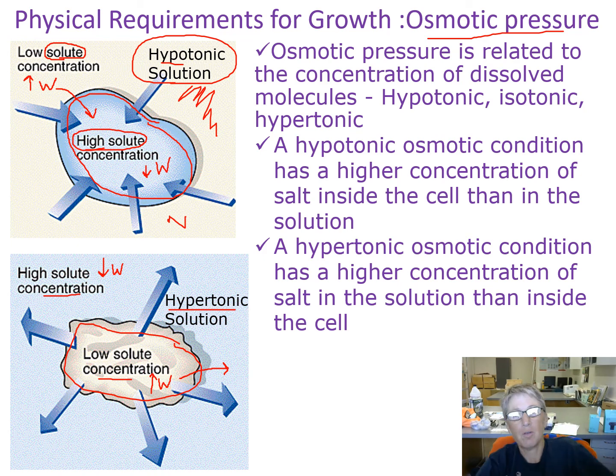So then here are some definitions. A hypotonic solution, that's the first one we talked about, is a condition with a higher concentration of salt inside the cell versus outside the cell. A hypertonic osmotic condition has a higher concentration of salt in the solution versus inside the cell.